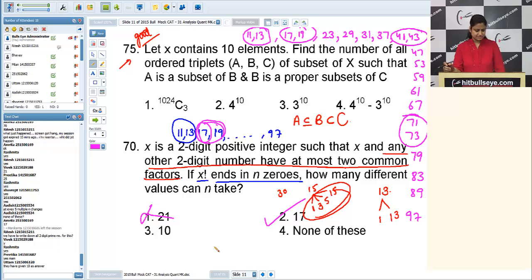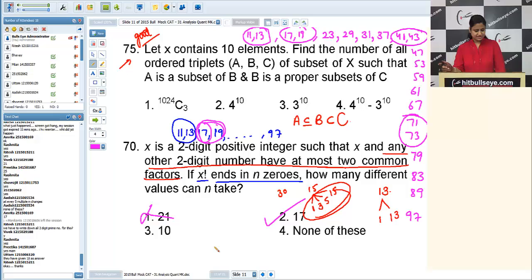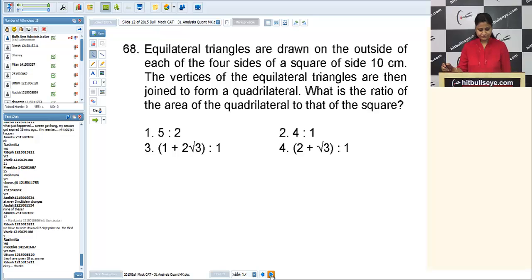I think that was a printing mistake. That was a mistake. Okay, let us move further. You got the question. Very, very good question on number system it was. Very logical. Not formula based. Okay, let us move. Now coming to question number 68.